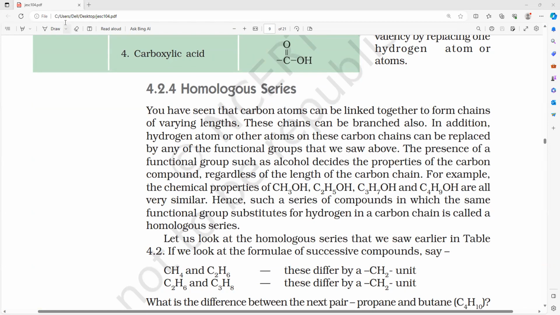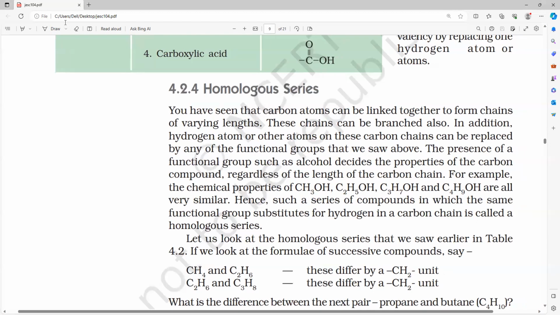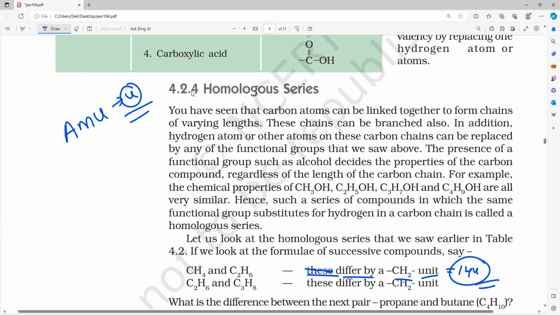Here also you can see these differ by a CH2 unit. So what is the molecular mass? CH2 unit means how many units? 14 units. Understand, everybody? U is the atomic mass unit. I think you will remember it from class 9. AMU is represented with U. Am I right, guys? Mass of an atom.